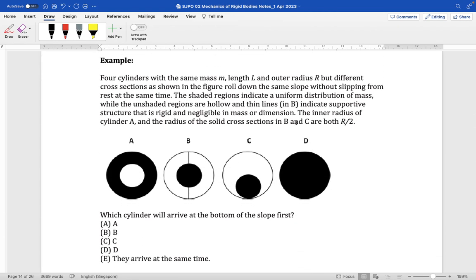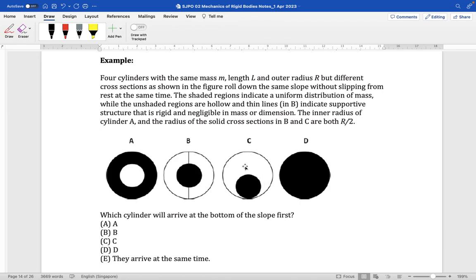This example is easy if you look at it from an intuitive point of view rather than actually solving it by complex methods. There are 4 cylinders here. Each of them has the same mass m and a certain length L and radius. However, object A is solid outside and hollow inside. Object B is actually solid inside and hollow outside except for these two supporting structures.